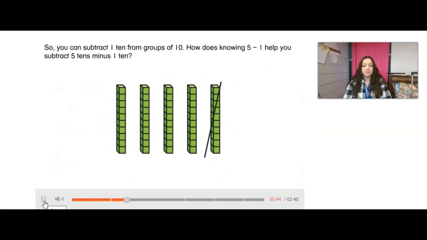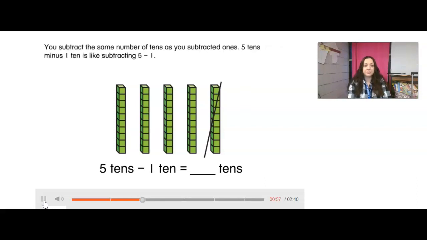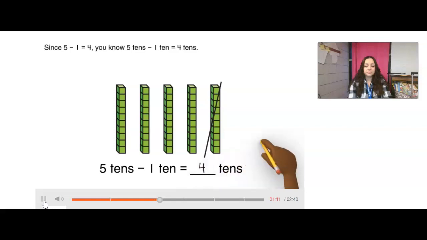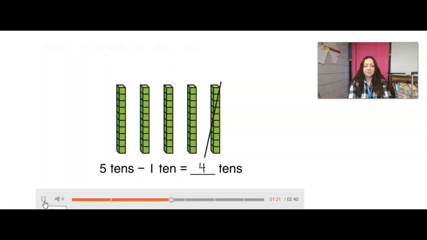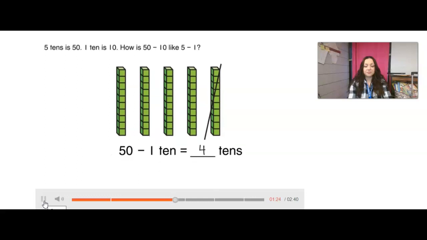So you can subtract 1 ten from groups of 10. How does knowing 5 minus 1 help you subtract 5 tens minus 1 ten? You subtract the same number of tens as you subtracted ones. 5 tens minus 1 ten is like subtracting 5 minus 1. Since 5 minus 1 equals 4, you know 5 tens minus 1 ten equals 4 tens. 5 tens is 50. 1 ten is 10. How is 50 minus 10 like 5 minus 1?